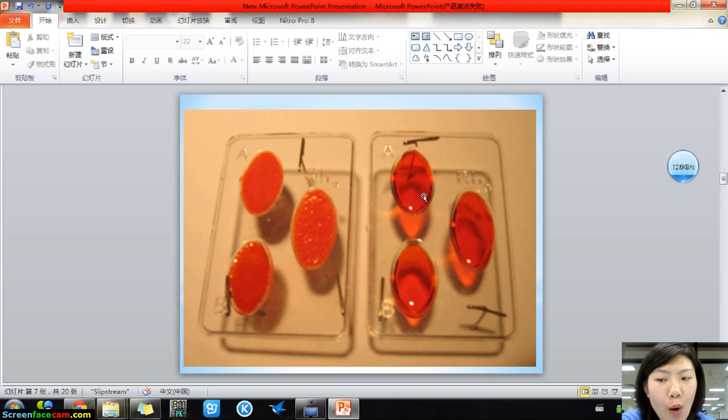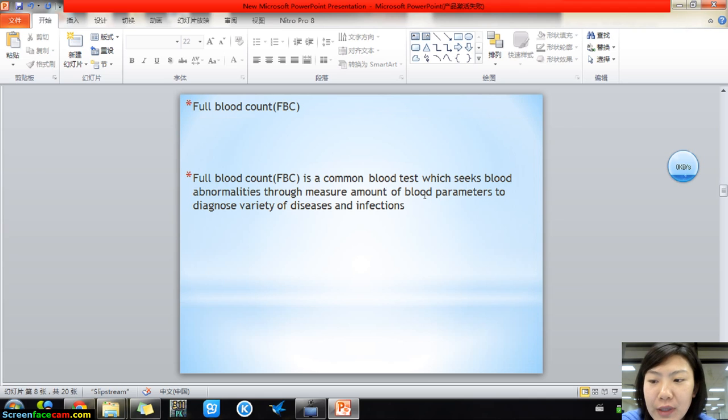It is important to know about blood tapping, because blood transfusion can save health, even the life, of many patients, for many people. However, the doctor has to identify the compatibility between the blood of the donor and the blood of the patient before they perform the blood transfusion. And the next one is full blood count.